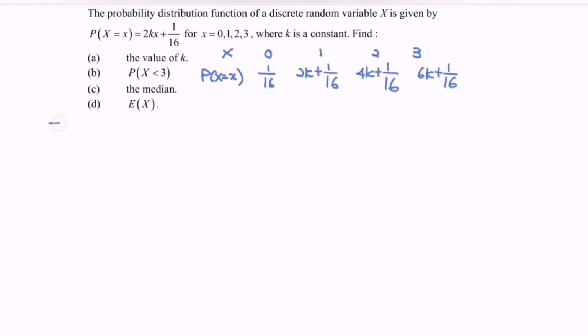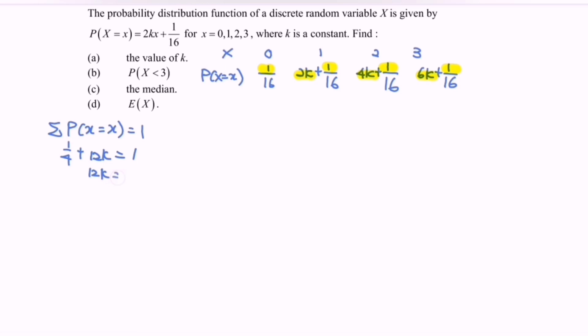As we all know, the summation of the probabilities is equal to 1 because the question said it is a discrete random variable. So kindly substitute: here we have 1 over 16, 2 over 16, 3 over 16, 4 over 16. So here we have 4 over 16, which is 1 over 4, plus 2k, 4k and 6k. So totaling up, we will have 12k equals to 1.